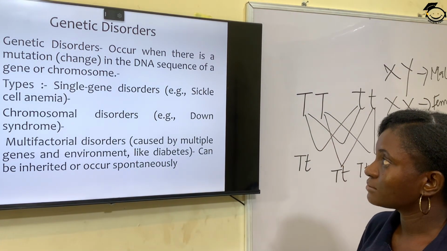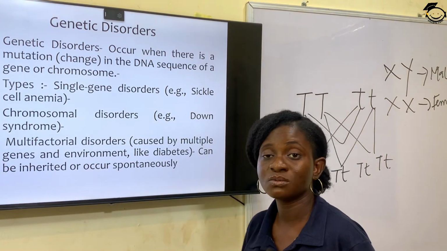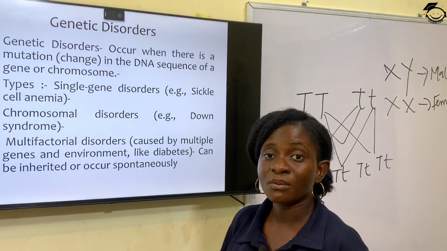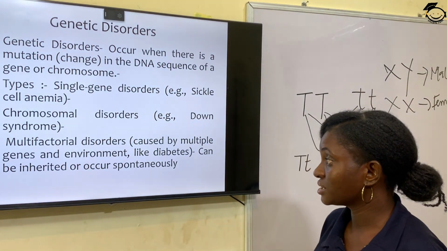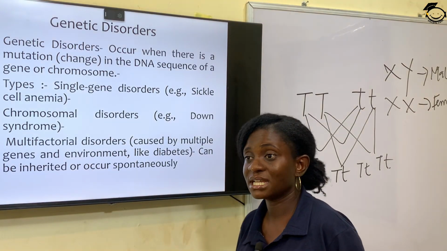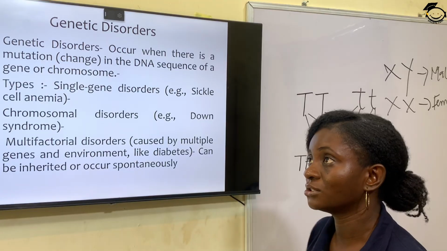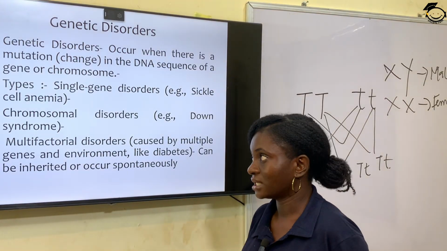So we have types of genetic disorder. We have the single gene disorder, which is sickle cell anemia. We have the chromosomal disorder, for example, Down syndrome. And we have the multifactorial disorder. This kind of disorder can be caused by genes alongside environmental factors, like diabetes.